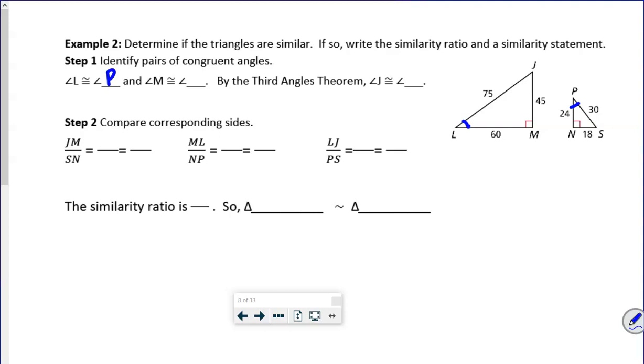And then we have a right angle at M and we have a right angle at N. So by the third angles theorem, the one that has nothing on it, J, and the one that has nothing on it, S, these have to be congruent, right? So now there's a couple ways we could proceed here. So once again, if you guys notice, this is why I like to do this.